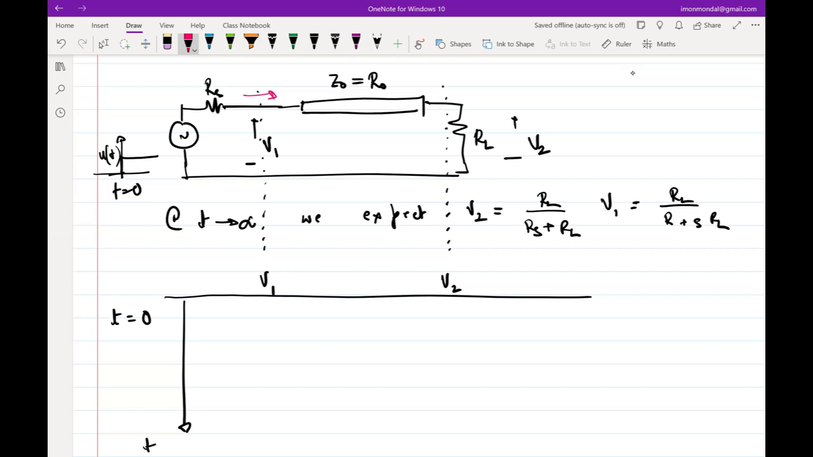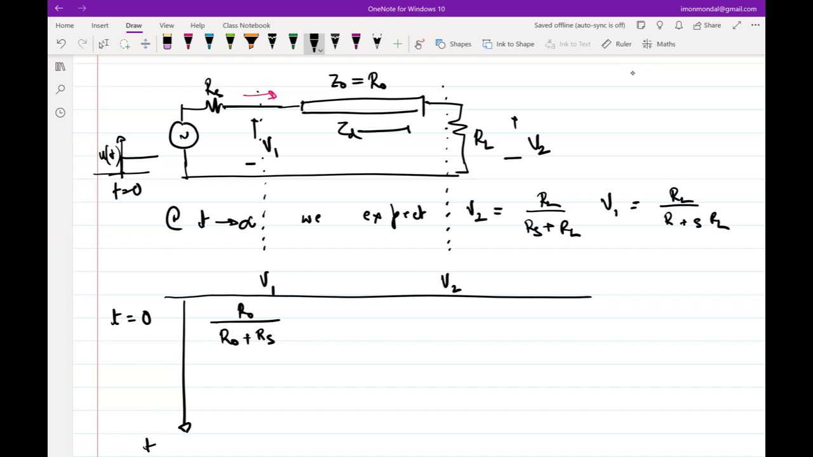If it is an infinitely long transmission line, what is the input impedance of the line? R0, right? So at that junction, at time t equal to 0, what should be the voltage then? It should be R0 by RS plus R0. Is that part okay? Okay, so this should be R0 by R0 plus RS.